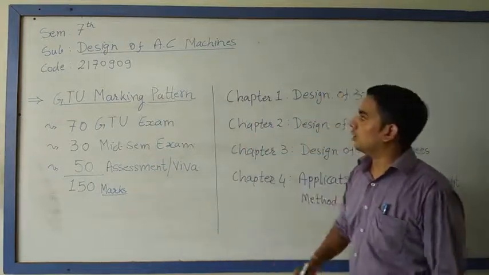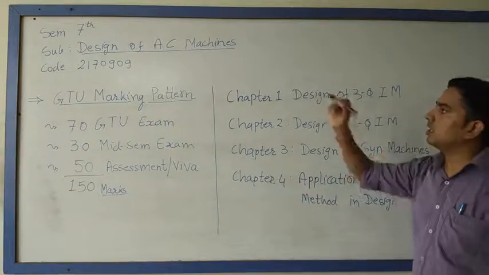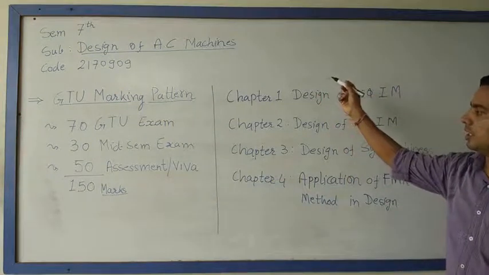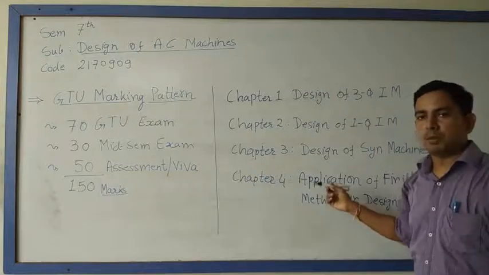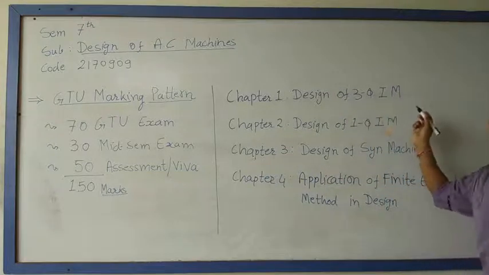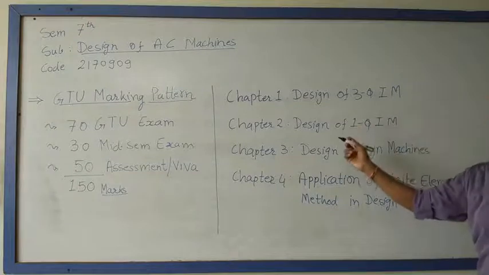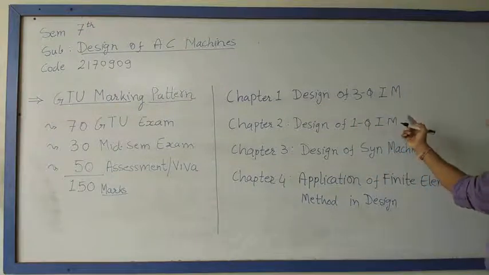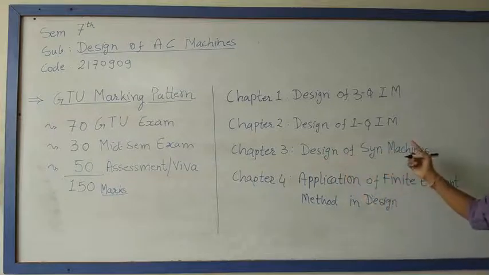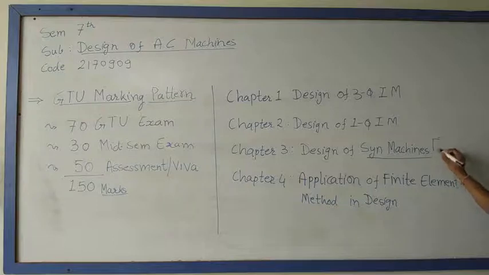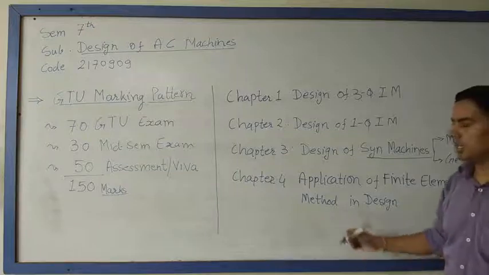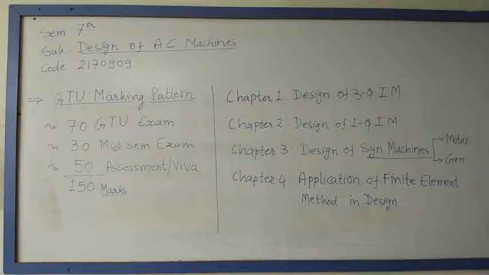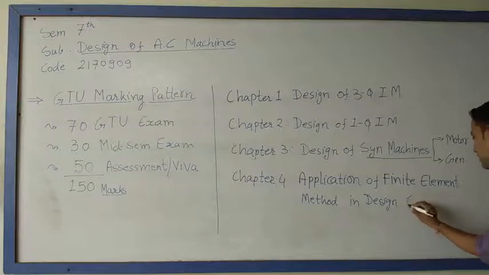Now, the content of this syllabus, Design of AC Machine, contains 4 chapters. Chapter number 1 is design of 3-phase induction motor. Chapter number 2 is design of single-phase induction motor. Chapter number 3 is design of synchronous machines, which includes both motor and generator. And the fourth one is the application of finite element method in design. It is computer based.